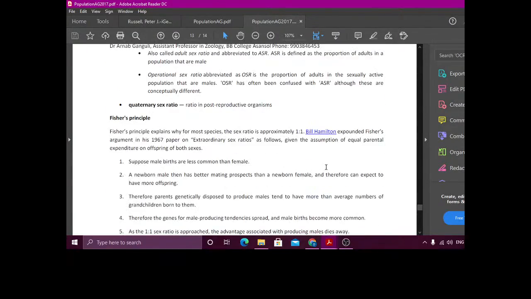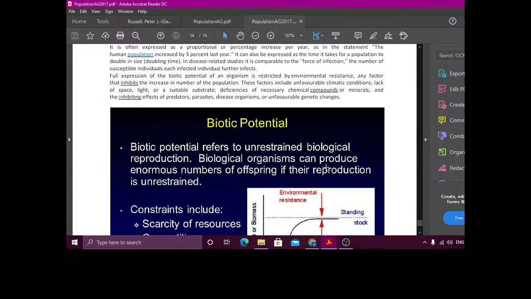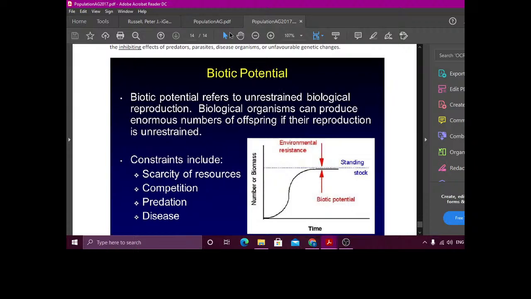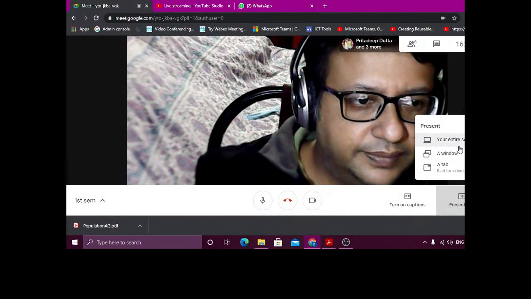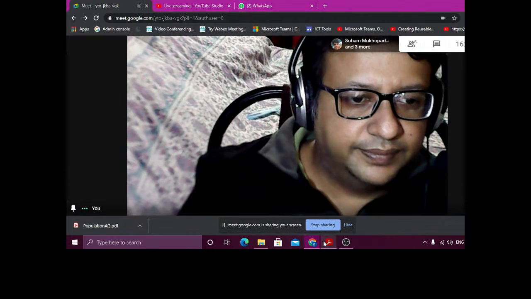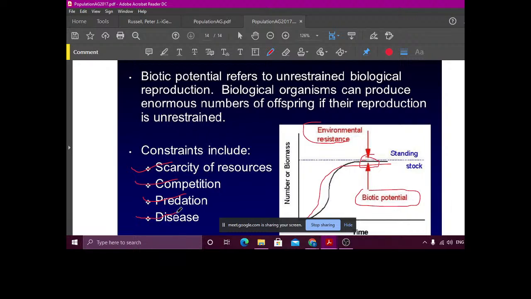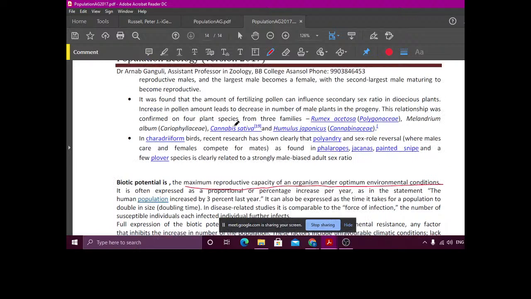Lotka-Volterra model. Okay, so this is what I wanted to explain. And disease. So this is the maximum reproductive capacity of an organism under optimal environmental conditions. That is the definition of biotic potential.